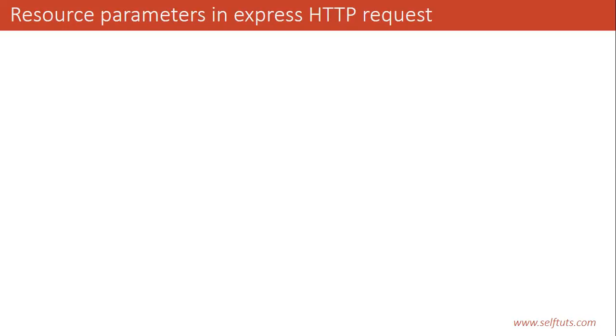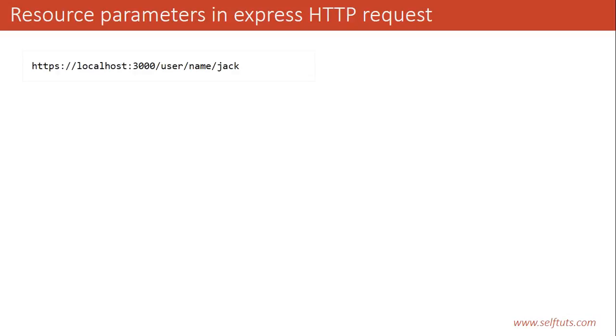So in the last video we have seen how to send parameters inside query. In this video we'll see the resource parameter. Basically you can send data in your HTTP request in multiple ways, like you can send it inside your body, you can send it inside your headers, you can send it inside your query parameter, or you can send it inside your resource parameter. So how to send it inside a resource?